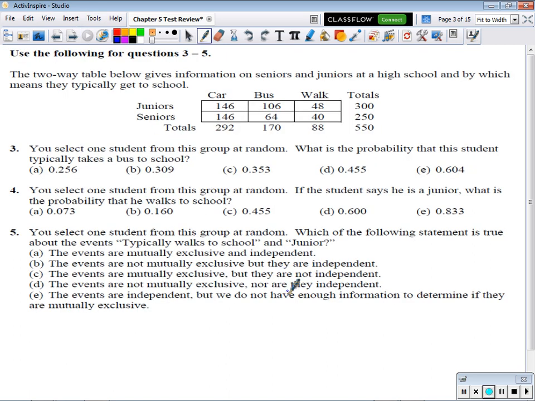For number three, it's a two-way table question, and it says the two-way table below gives information on seniors and juniors at a high school, and by which means they typically get to school. So question 3 says you select one student from this group at random. What is the probability that this student takes a bus to school? So if you notice here, there's 170 students that take a bus to school out of 550. So the proportion would be 170 out of 550. And if you divide that out, the answer comes out to be B, 0.309. So that's the answer for number 3.